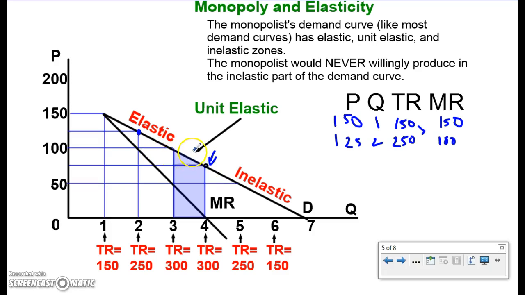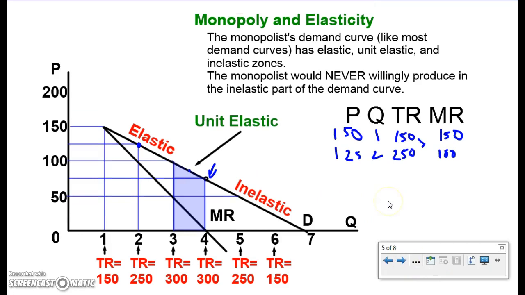Really, there's just one point of unit elasticity, which would be right in the middle here, at a price somewhere around, I don't even know, 82 or something, and 3.5 units sold. That will be the maximum total revenue. So you can see that the monopolist's marginal revenue curve is going to diverge from its demand curve.